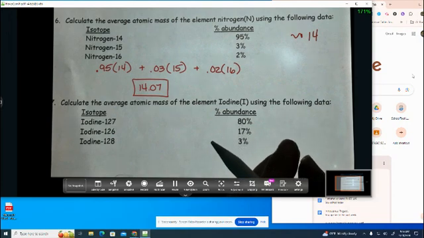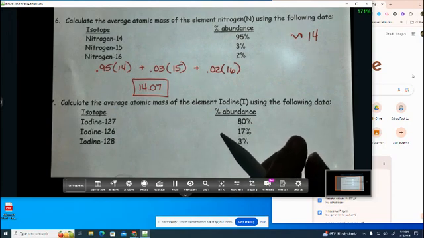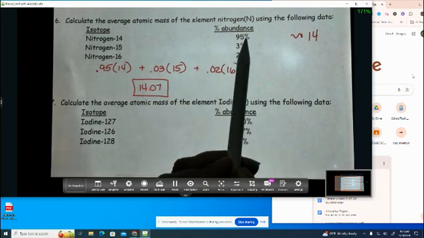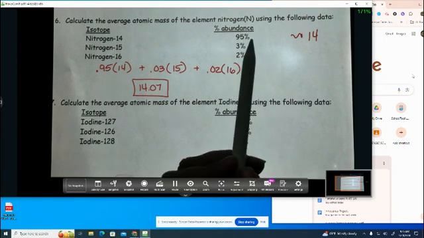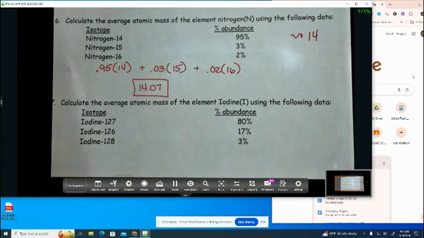Guys, I can't hear her. How do you know what number it should approximately be? Good question. You see how this 95 is the biggest percentage? Whatever the biggest percentage is, it's going to be closest to that number.